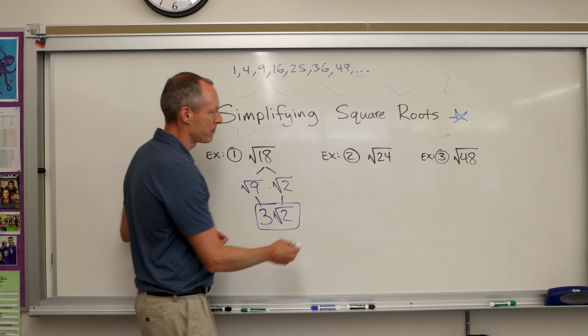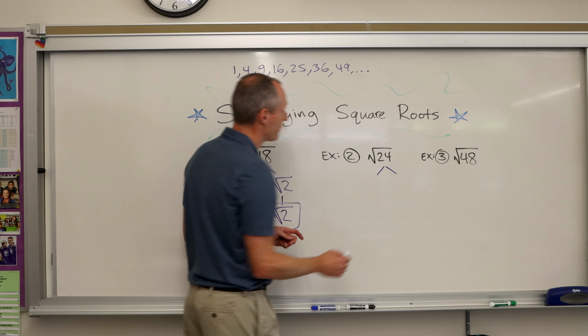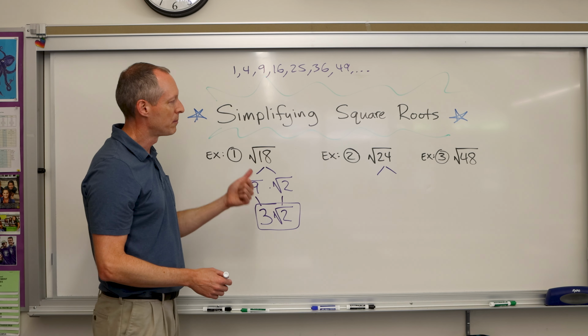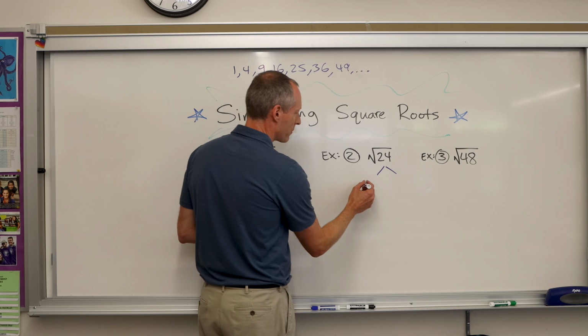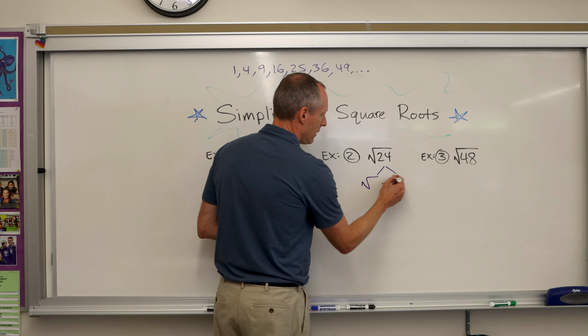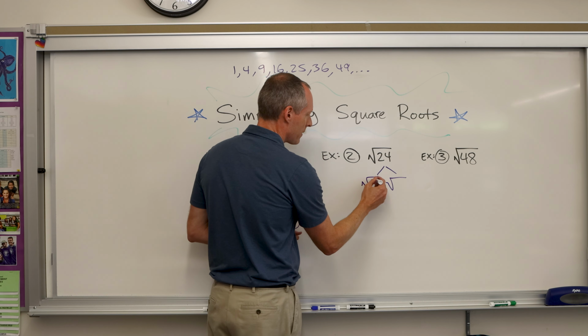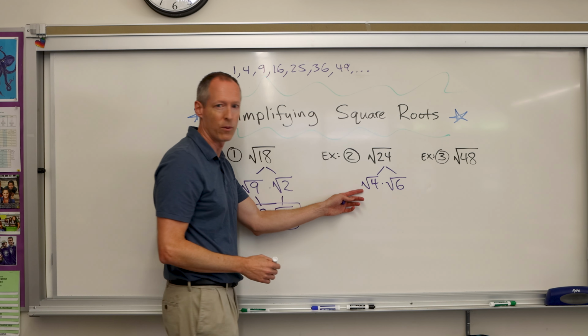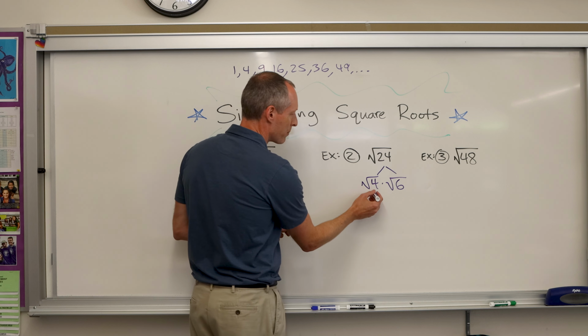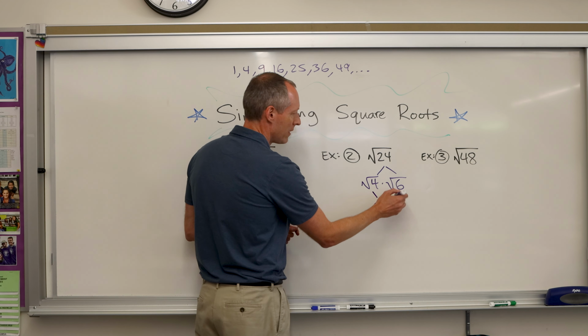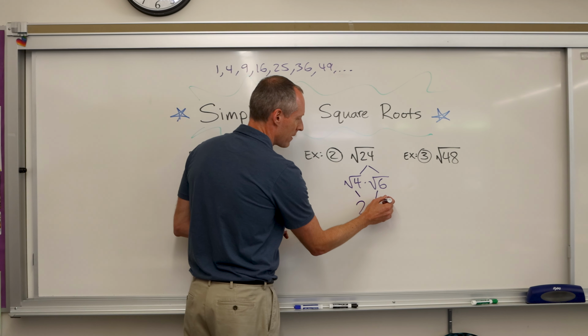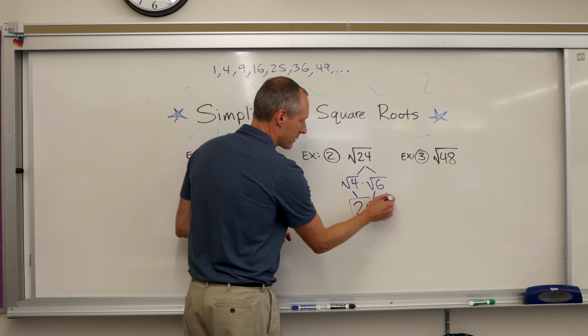So let's look at another example. So 24 is not a perfect square, it's not on that list, but you try to find the largest perfect square that goes into it. And for this it would be 4. So 4 times 6 equals 24. So the perfect square on the left and the perfect square drops out. The other number stays right there. 2 root 6 is the answer.